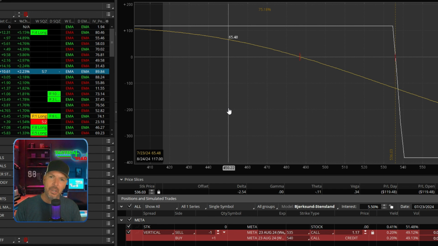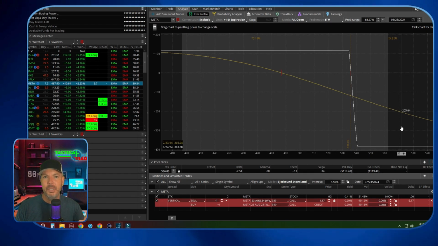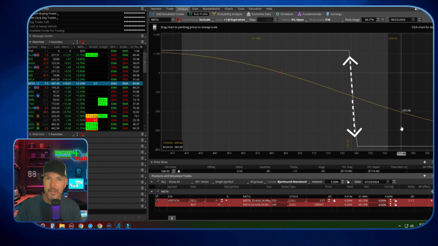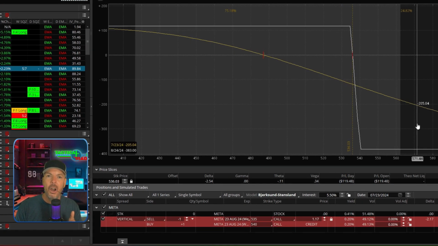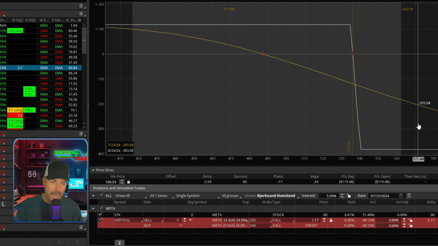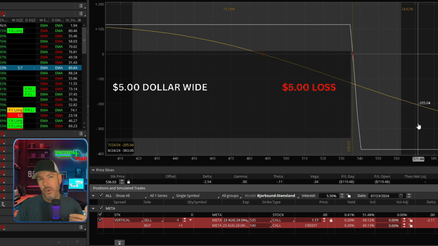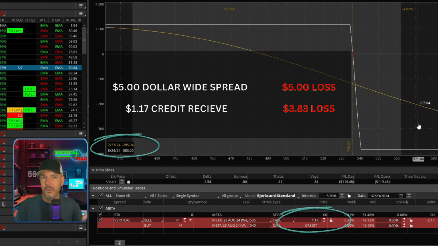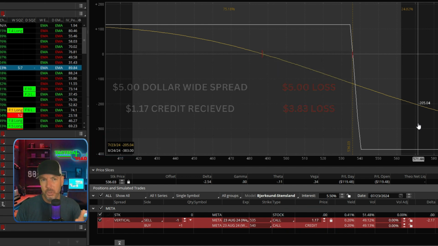So let's talk about the losses in this trade. The maximum loss happens if Meta rises above the higher strike price of $540 at expiration. So the spread between the strike prices is $5, right? The difference between the $535 and the $540. And if both the $535 and the $540 are in the money at expiration, well, they're both going to have their full intrinsic value, and that would be a max loss of $5, which is the width of the spread. But since you already received $1.17 in net credit, your maximum loss is reduced to $3.83 per share, or $383 per contract.